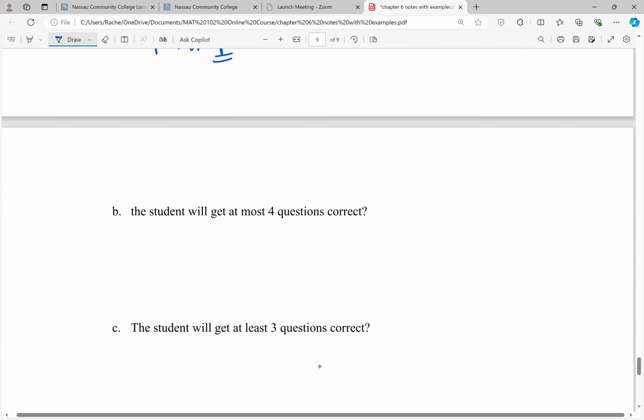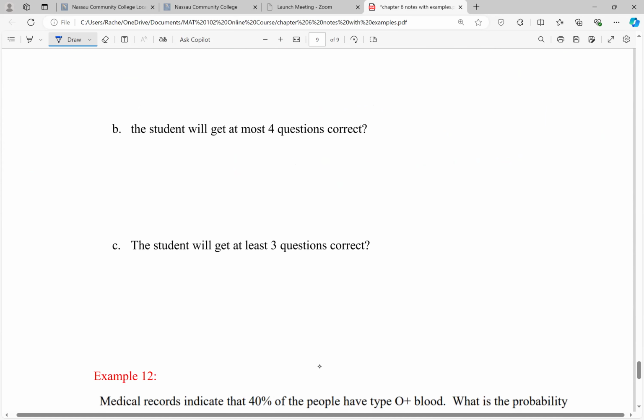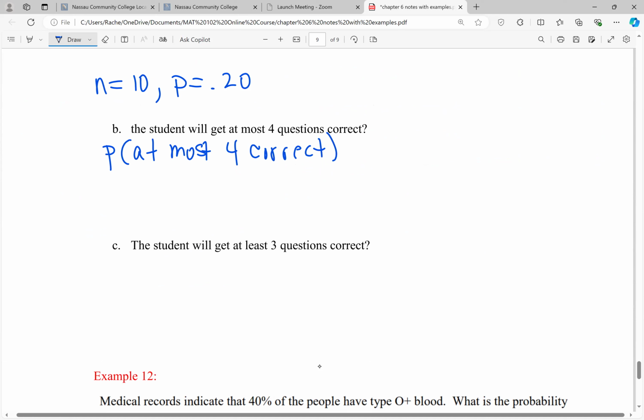All right, so let's look at part B. And let's just write down N down here so we can see it. So N is 10, P is 0.2. And now in this case, we want to find the probability of at most 4 questions being correct. So this is the same thing as saying we want at most 4 successes.